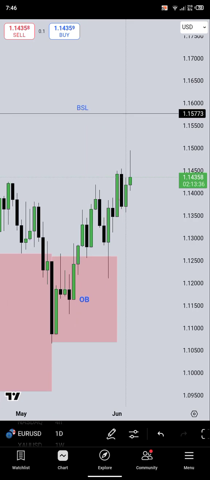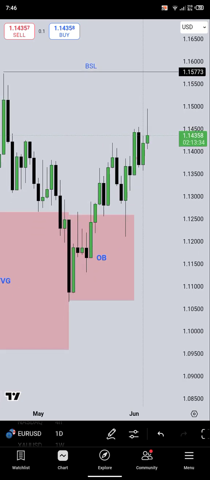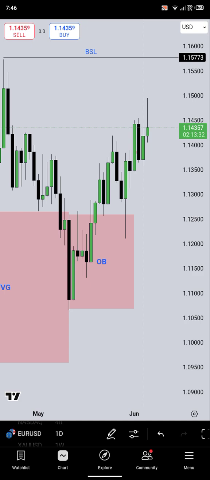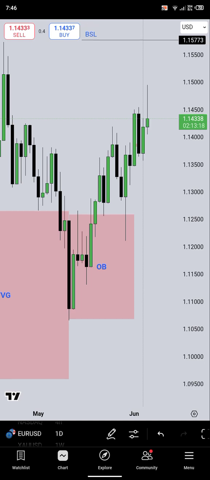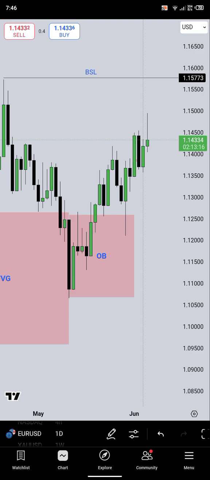Then it retraced back. Yeah, so we can see them pushing it down one more time to engineer more liquidity to push it back to the upside. And it now dips into this daily order block, and then we continue to see higher prices.